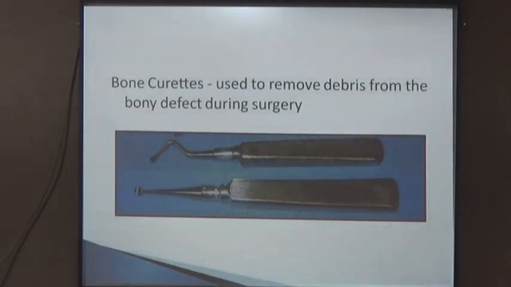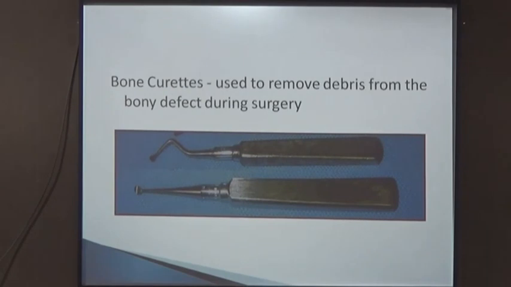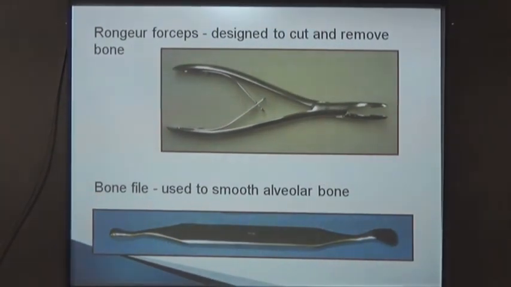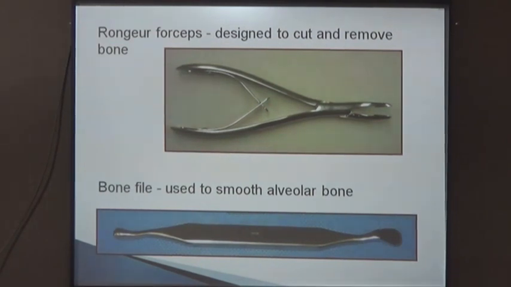These are all bone curettes, used to remove debris from the bone, bony defect during surgery. This is bony curettes. Ranger forceps are designed to cut and remove the bone. This they can ask you in MCQ. The use of Ranger forceps, they will give 4 things. The main thing is designed to cut and remove the bone.